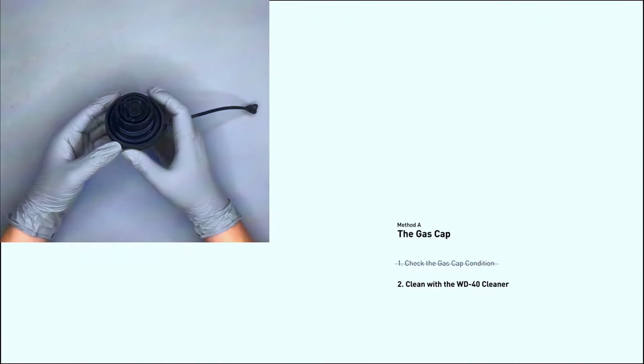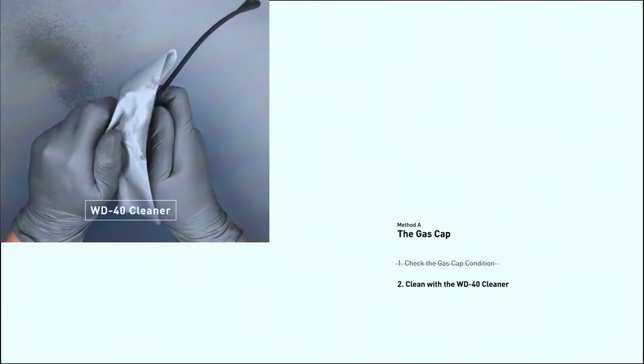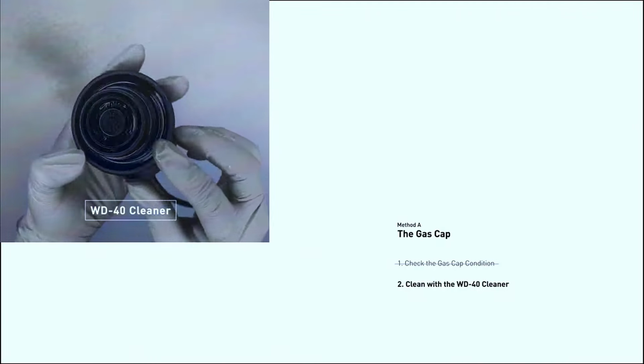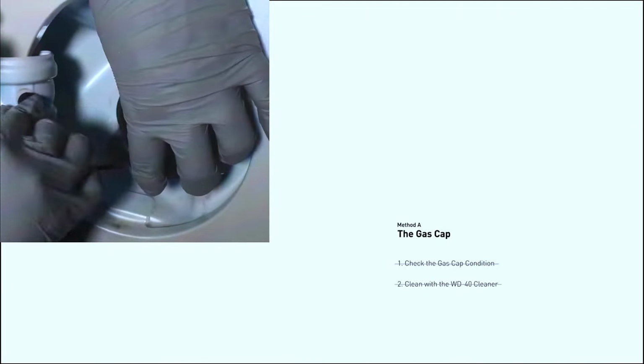The gas cap. Believe it or not, a loose or faulty gas cap is the number one reason for a P0457 code. It's a quick and easy check. Make sure your gas cap clicks shut securely. If it's damaged or doesn't click, replacing it is a cheap fix.